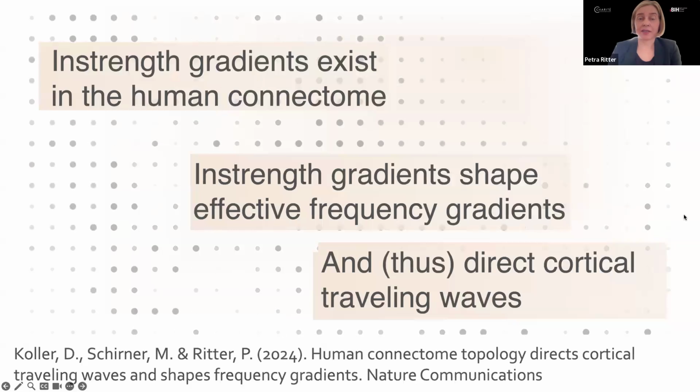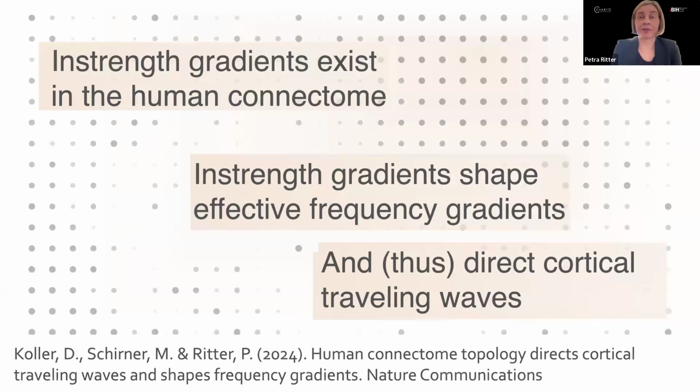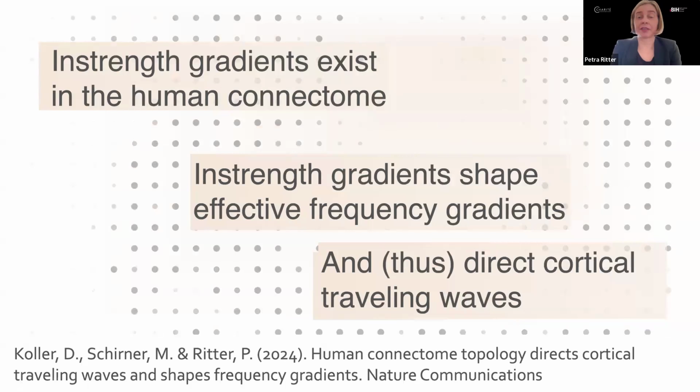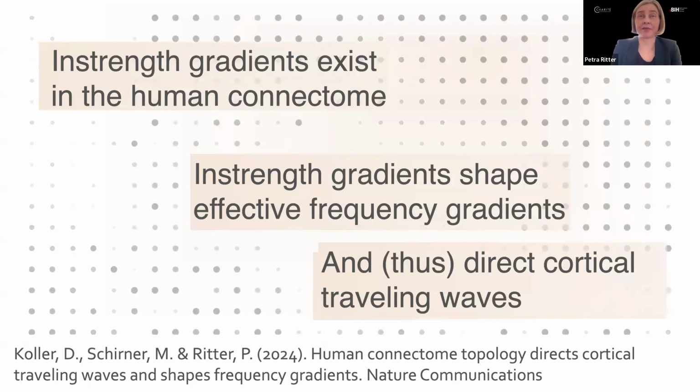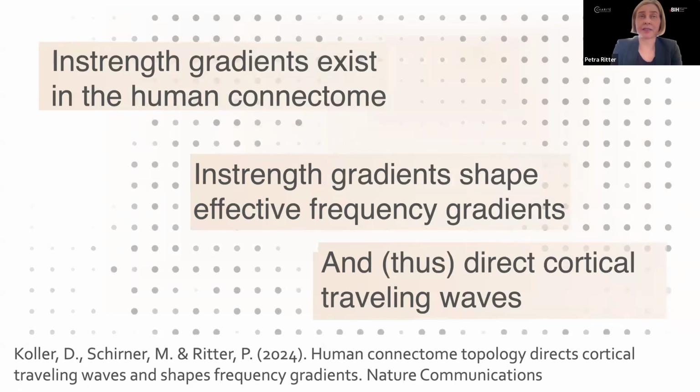Okay, and this is already the summary of the first study that I wanted to show you more in depth. So the in-strength gradients exist in the human connectome. In-strength gradients shape the effective frequency gradients and thus direct cortical traveling waves. So with the study, we have found a candidate mechanism for how the traveling waves are being generated in the human brain.